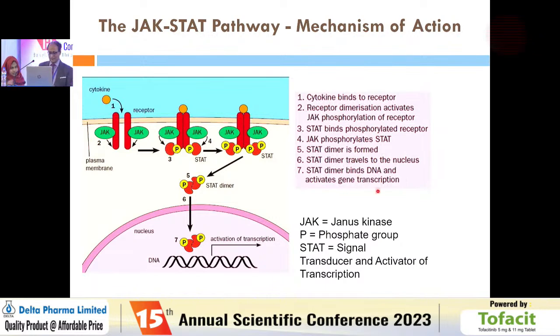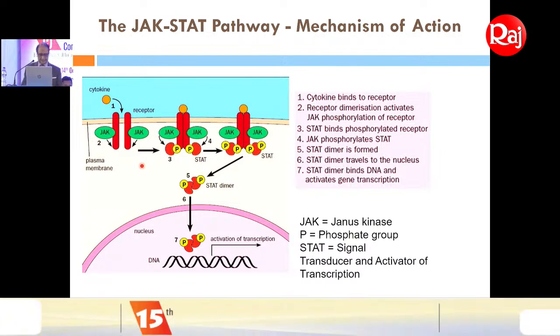Oh, very good, very good. So what is happening here? First the cytokine is here, it binds to the target receptor, and JAK, Janus kinase, is here. So what is our target with the drug? The target is that we have to inhibit JAK, Janus kinase.